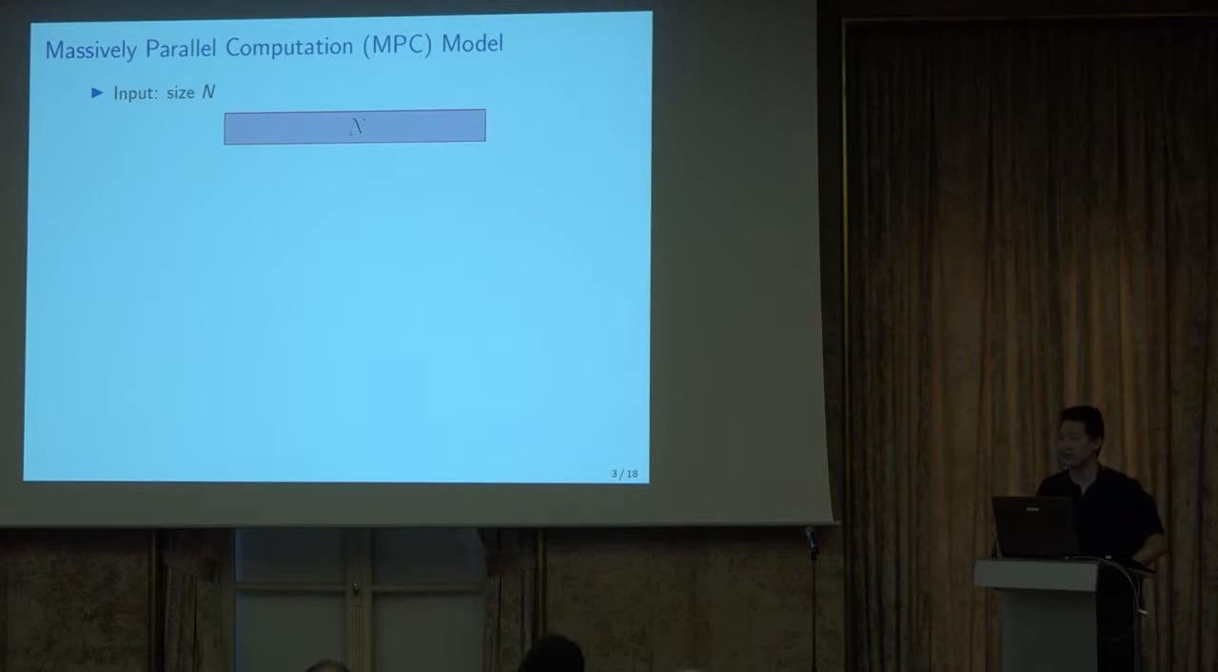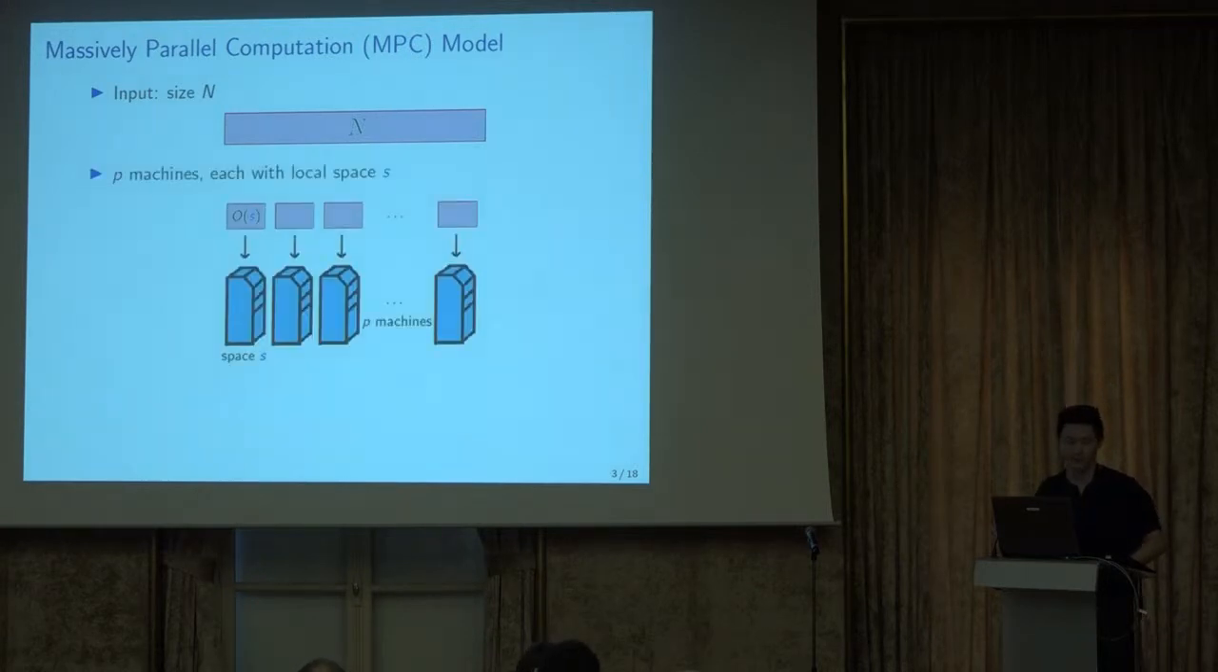So in this model, you have input data with size capital N, and in the system, you have P machines, and each machine has local memory size S. So before the computation, the input data is distributed arbitrarily in the machines. And each machine just holds a part of the data with size at most S.